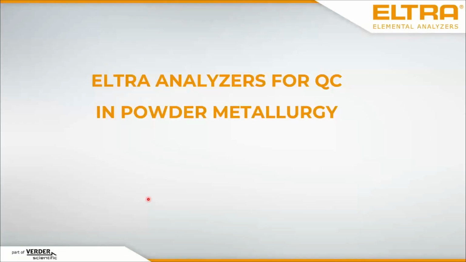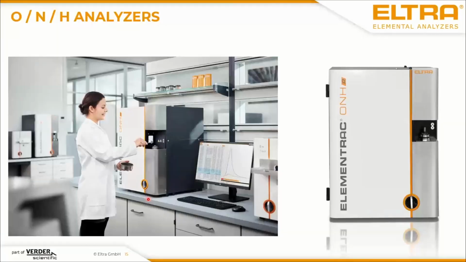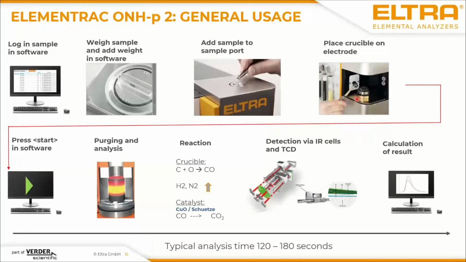Okay, after the general introduction of quality management in 3D printing, I will now focus on the elemental analyzers that ELTRA produces, which are useful for this kind of quality control. Here you see our Elementrac ONH-P. This analyzer is for oxygen, nitrogen, and hydrogen detection in solid materials such as metals and powders. For those of you who are not too familiar with the technology, I have a few pictures here which show how simple and fast analysis is.